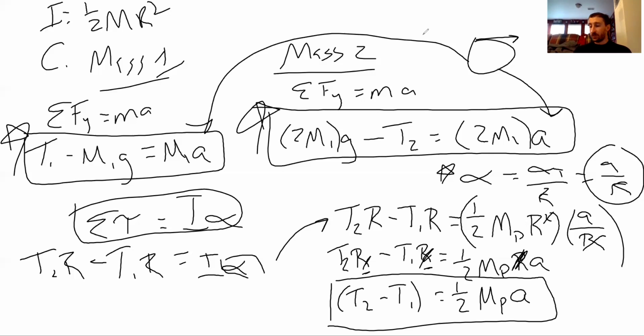So what I'm going to do is solve. I have to make sure I write this down because I need to copy this onto a clean sheet, so we have room to work here. T1 minus M1G equals M1A, and 2M1G minus T2 equals 2M1A. And then our rotational equation is T2 minus T1 equals 1/2 M of the pulley times A. All right, so let's clear this.